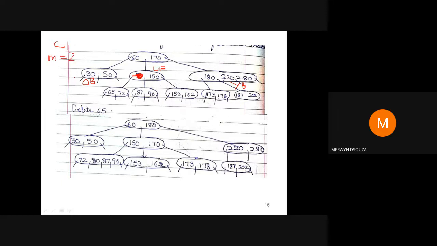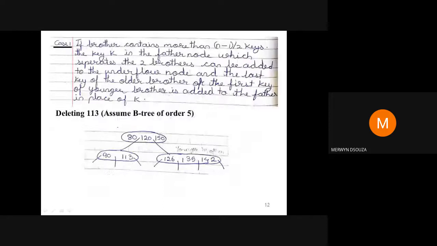So I check whether the older brother has more than 2. The older brother does not have more than 2, so I cannot use that. I check whether the younger brother has more than 2. Yes, this one has 3 keys, so I can use this. Just to refresh your memory, case 1 had said, if I'm deleting this value, I take 120 down, the separator key, and I take the first key of the younger brother on top. Same thing I'm going to do now.